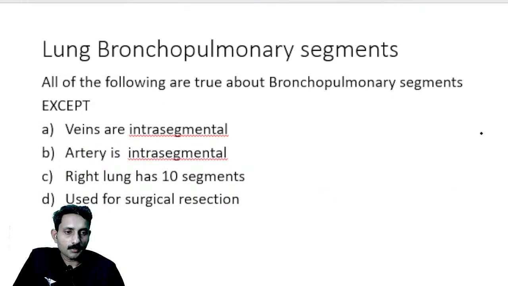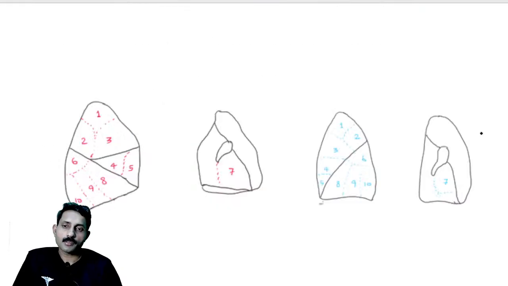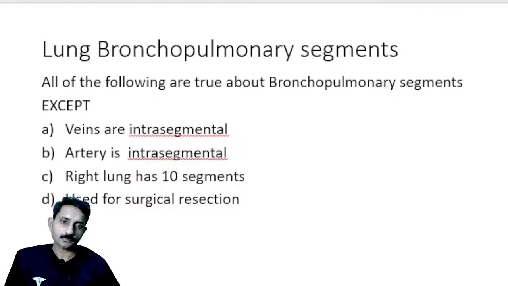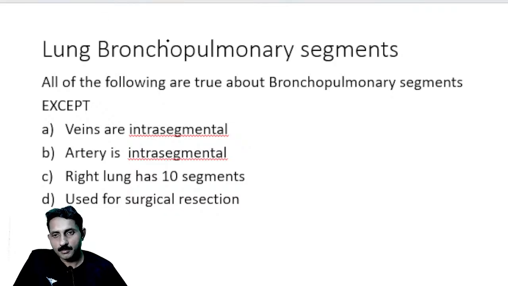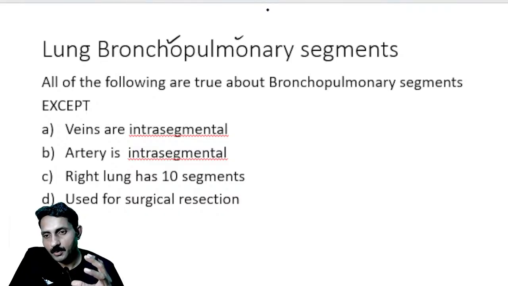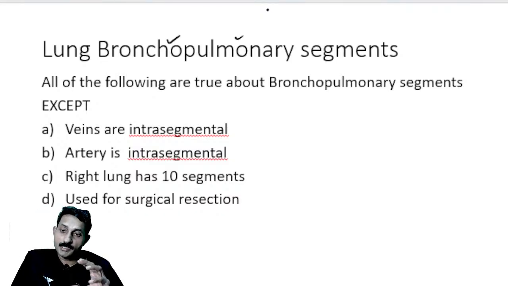Then we move on to a topic in thorax which is commonly asked, called bronchopulmonary segments. What are bronchopulmonary segments? What do you understand from the term bronchopulmonary? This is related to the bronchus and the pulmonary. Now we have the right lung, and we can divide it into segments. If we have a tumor on one part of this segment, we can just take out this segment. That is called bronchopulmonary segment.